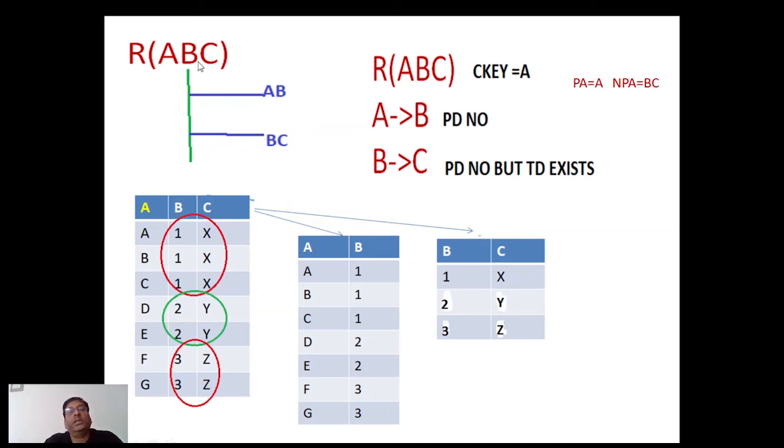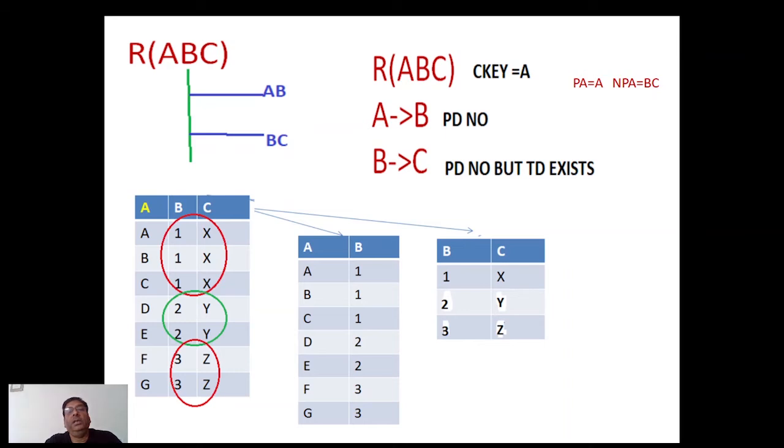By decomposing this, you can see in the example given that attributes A, B, C have values in this fashion, and there is a lot of duplication of values happening. But when you bifurcate this, you will see the amount of duplication has been reduced. So when you go with third normal form, it definitely reduces the duplication of data happening in a given relation.